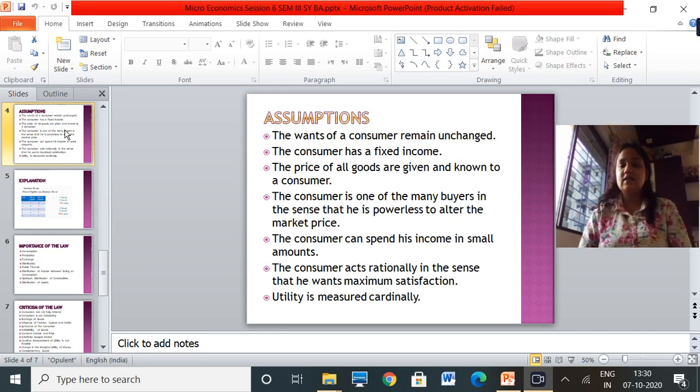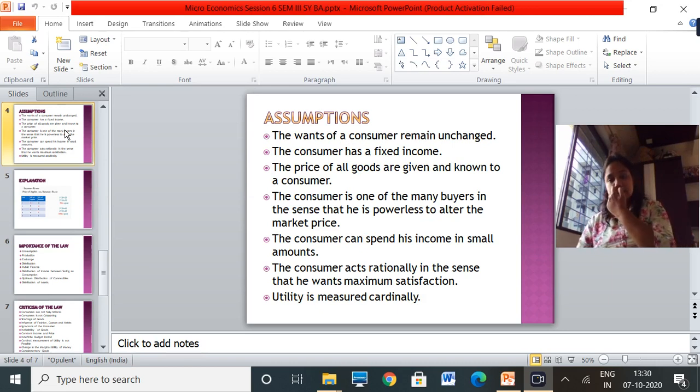The second one that they say is the consumer has fixed income. Let the consumer have X amount of income. With this X amount of income, we will see how to distribute it on different types of goods so that we achieve maximum satisfaction. So the income needs to remain fixed.